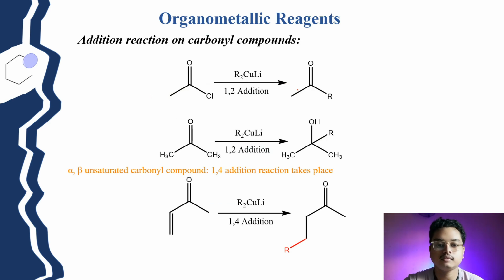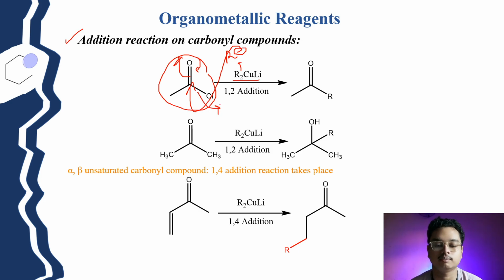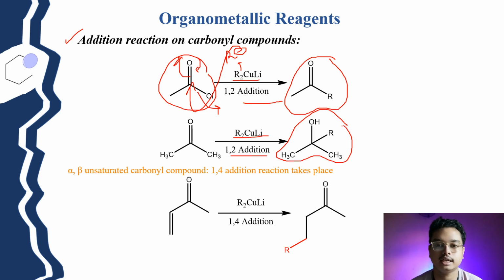Now let us talk about the addition reaction of carbonyl compounds. This is an acid chloride. The acid chloride reacts with the Gilman reagent. The Gilman reagent generates R minus here, and that R minus attacks the carbonyl carbon. This one goes up, this goes back, and the chlorine goes out of the starting material, and we finally get this compound. So this is the 1,2 addition product. Similarly, in the case of aldehyde and ketone also, the Gilman reagent will show 1,2 addition reaction and generates the tertiary alcohol.